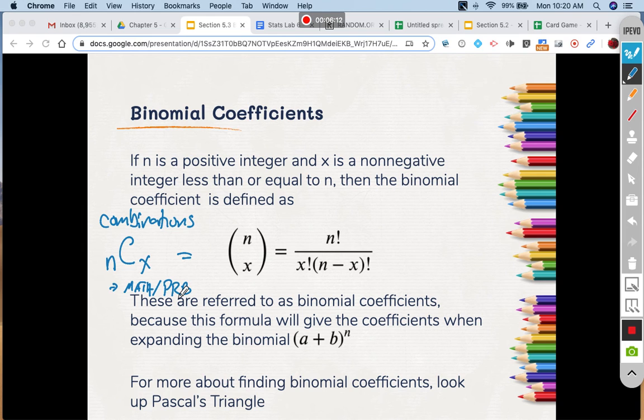So I want you to be able to use this formula with factorials. I also want you to be able to do it with your calculator. And when we get to spreadsheets in the labs, we'll look at ways to find this binomial coefficient using a built-in function on your spreadsheet. So there are lots of ways to find that, but right now we need to define what we mean when we talk about the binomial coefficient.